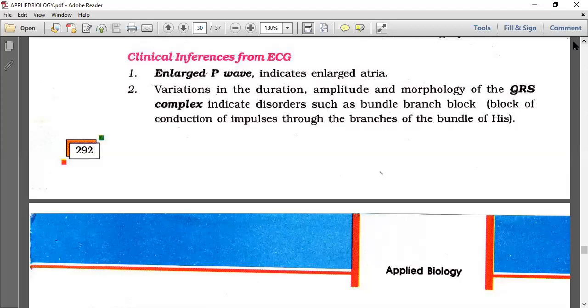An enlarged P wave indicates an enlarged atrium. Okay, that means we draw the P wave like this. Enlarged P wave, that indicates enlargement of the atrium.